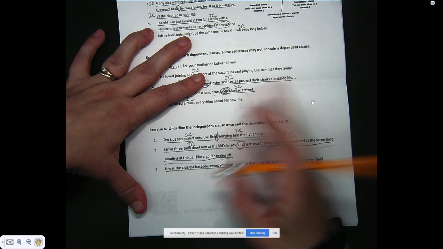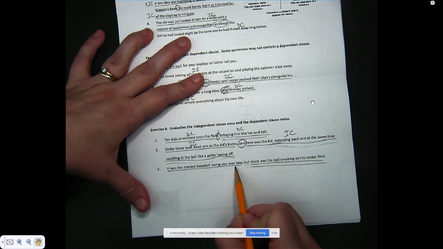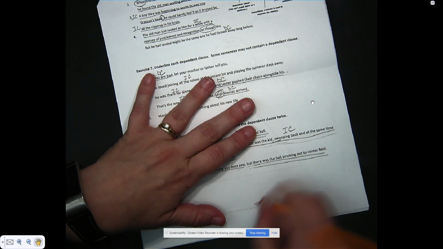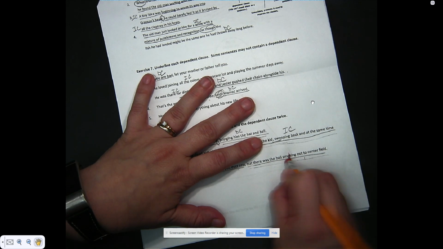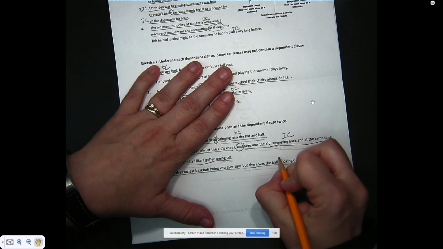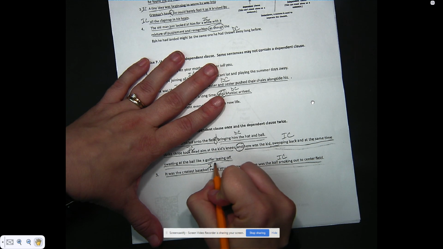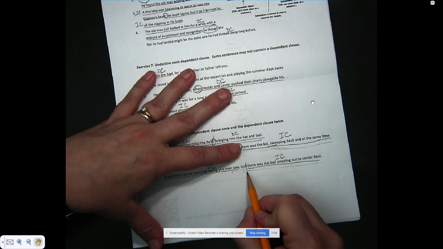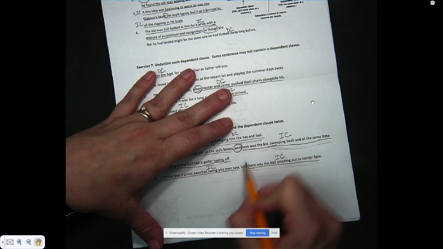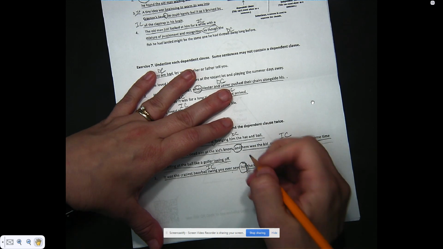same thing with that. It was the craziest baseball swing you ever saw, but there was the ball smoking out to center field. That is independent clause. And this is independent clause. So, because these are fanboys, you're going to pretend they're not part of the phrase there. Okay, and that is that station.